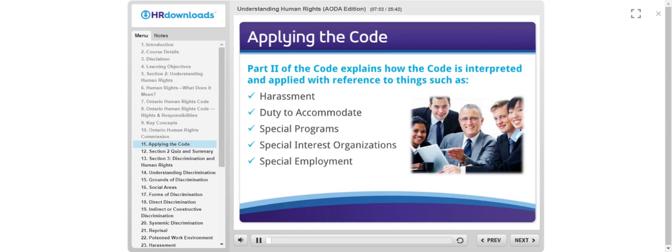In some situations, the Commission works with cases brought before the Ontario Human Rights Tribunal. The Code outlines how it protects individuals from discrimination. Part 2 of the Code explains how the Code is interpreted and applied with reference to things such as harassment. Harassment can be based on any prohibited ground and any social area outlined in the Code. We will review harassment in more depth later in this training program.